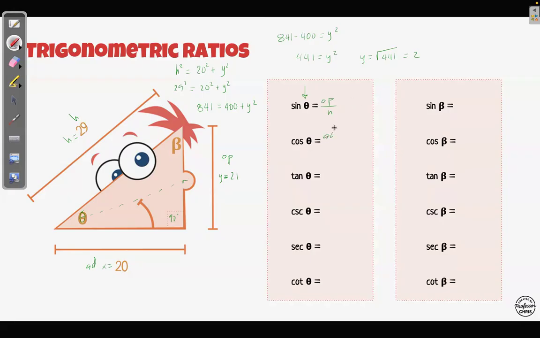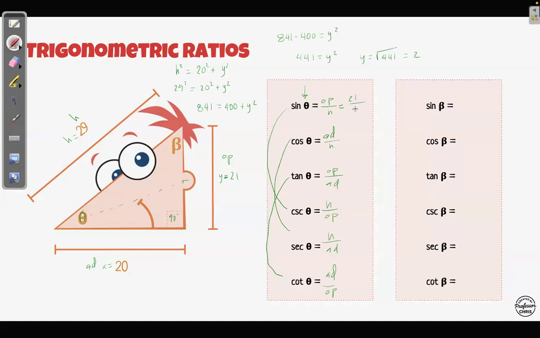Cosine is the adjacent over the hypotenuse. Tangent is the division of the opposite over adjacent. And then we have the reciprocal ratios: hypotenuse over the opposite side, then hypotenuse over the adjacent, and the adjacent over the opposite. And once we have the values, it's just about putting them together.